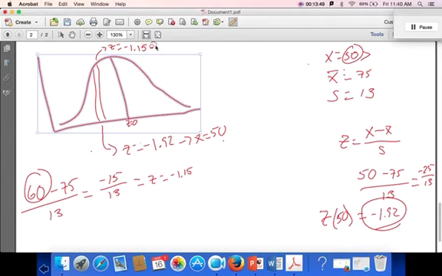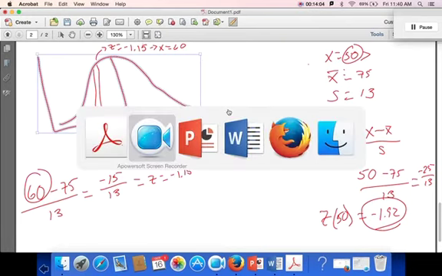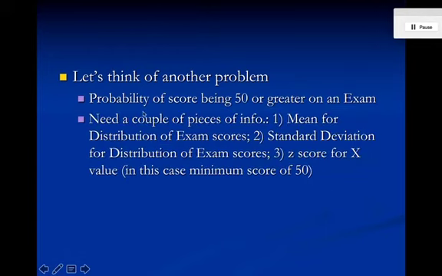So for my raw score, equaling 60, okay, because I'm getting less further away from the mean. So I'm getting closer to the mean in that particular case. Okay, so in our particular example, remember what my question was. What's the probability of a score being 50 or greater on the exam? Okay, 50 or greater on the exam.